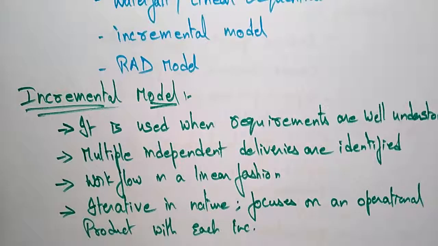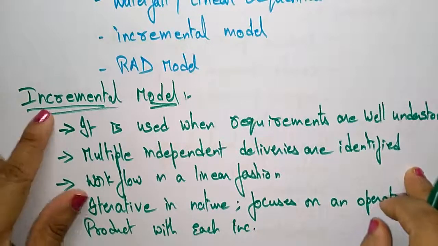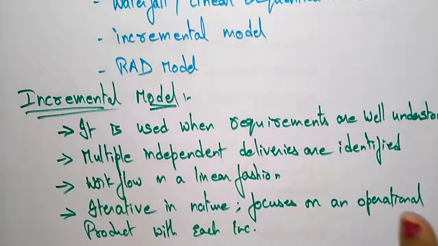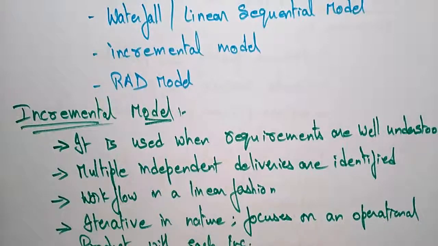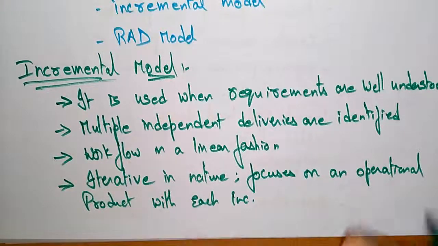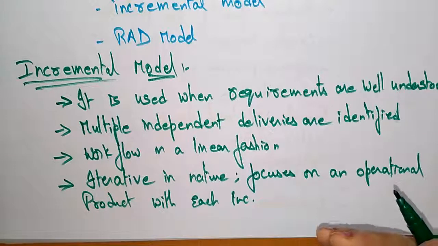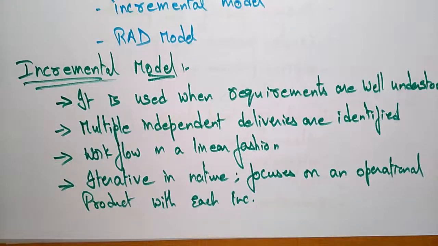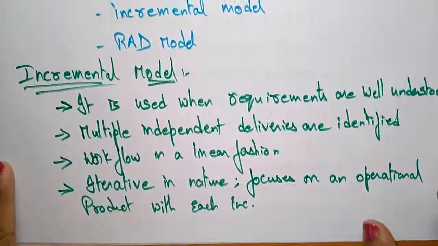So it is used when requirements are well understood. It is the concept of delivering multiple independent modules, so multiple independent deliveries are identified in the incremental model. Here the workflow should be linear. That's why we call it a prescriptive process. The prescriptive process always follows the sequential, linear flow. Even though it is iterative in nature, it follows a linear fashion, one after the other. If any problem occurs at any stage, it follows the iterative approach, focused on an operational product with each increment.